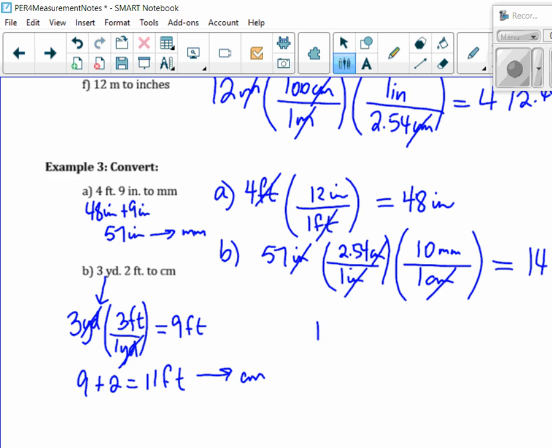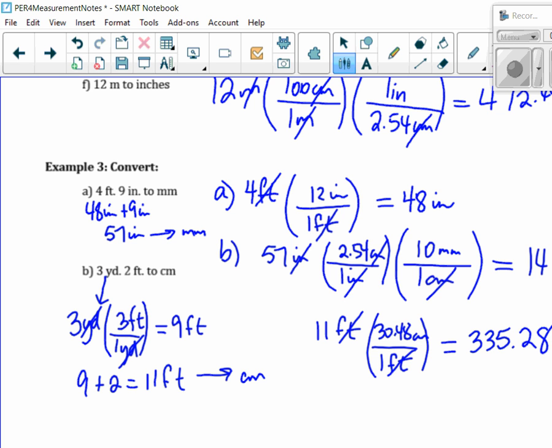So 11 feet times it by, so do we have a feet to centimeter conversion? We do. So that is 1 foot is 30.48 centimeters. So the feet cancel, and this is 11 times 30.48, and we get 335.28 centimeters.